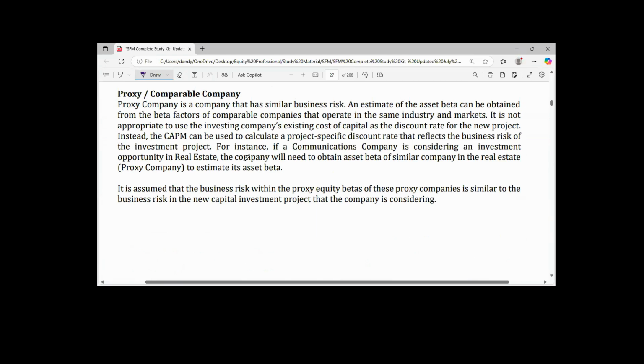Therefore, when Equity Pro wants to execute a project in oil and gas, it will need to borrow the beta of the proxy company for the purpose of estimating its own cost of capital. So it is assumed that both the proxy company and the main company have similar business risk. So these are the terminologies you need to take into consideration.